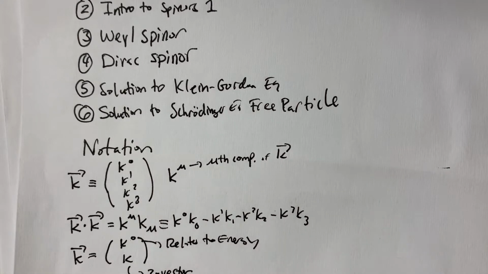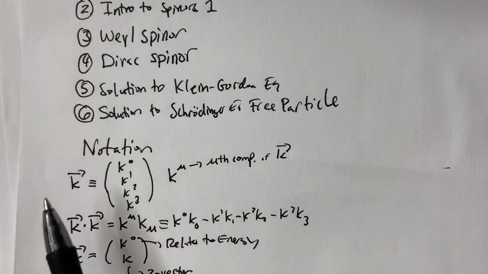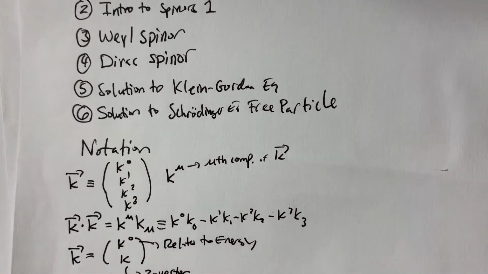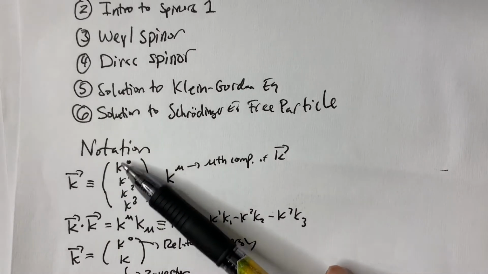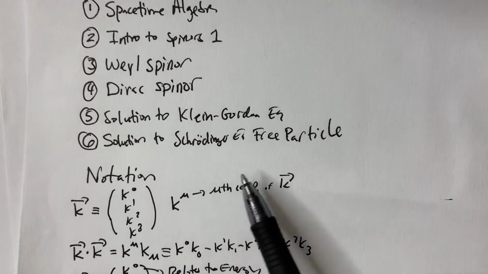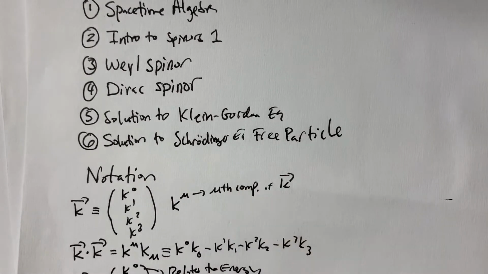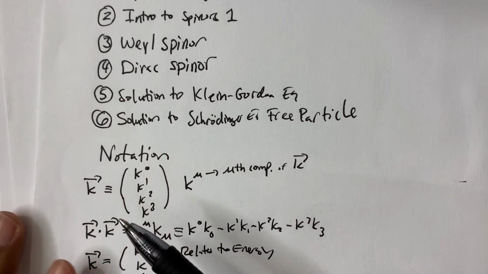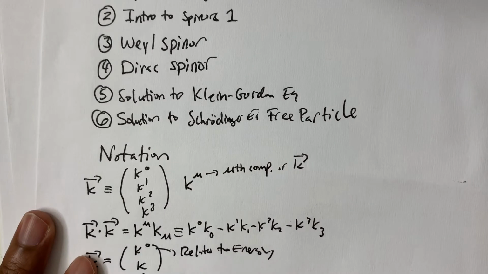So here's the notation. This arrow above the letter represents the four-vector k. I have the four components here. k^μ is the μ component of this k vector. k dotted with k, the k vector dotted with the k vector, is k_μ k^μ, that's just the inner product, which equals this.